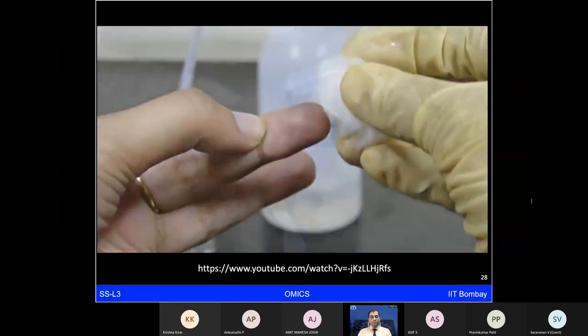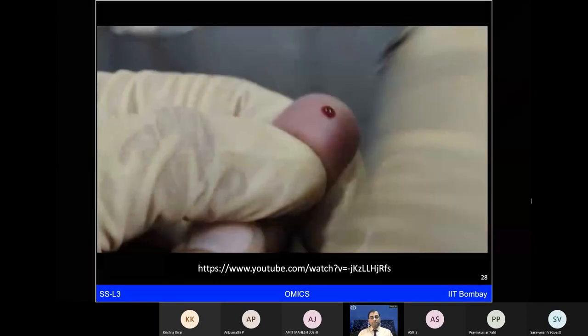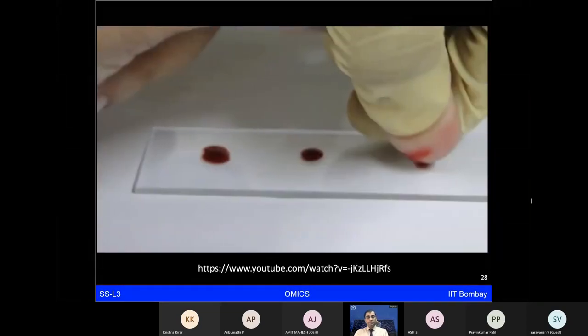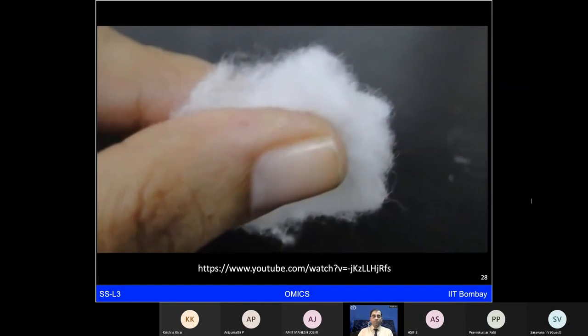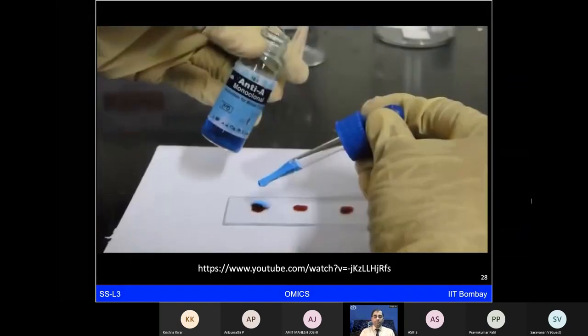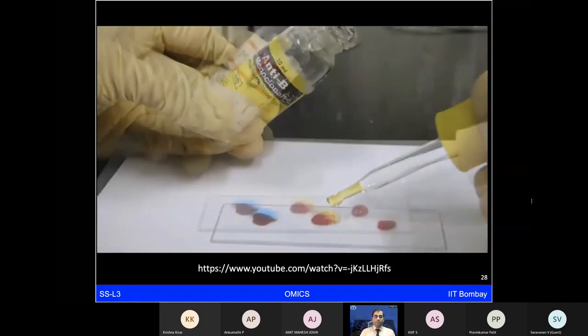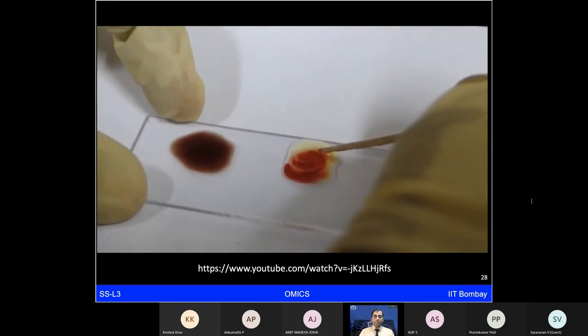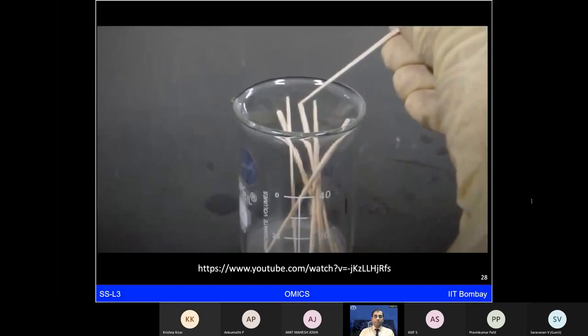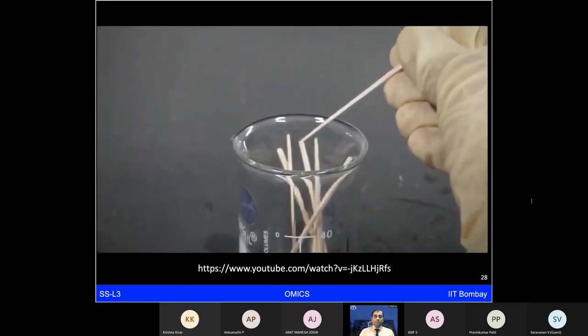Procedure: swab the finger with cotton balls dipped in spirit and take a blood sample using a lancet as shown. Take 3 separate drops of blood on a glass slide. Place a cotton ball on the finger to stop the blood flow. Pour 1 drop each of anti-A, anti-B, and monoclonal D on each drop of blood respectively. Mix the monoclonal antibodies with the blood sample properly using a toothpick. Make sure you take a new toothpick for mixing each drop.